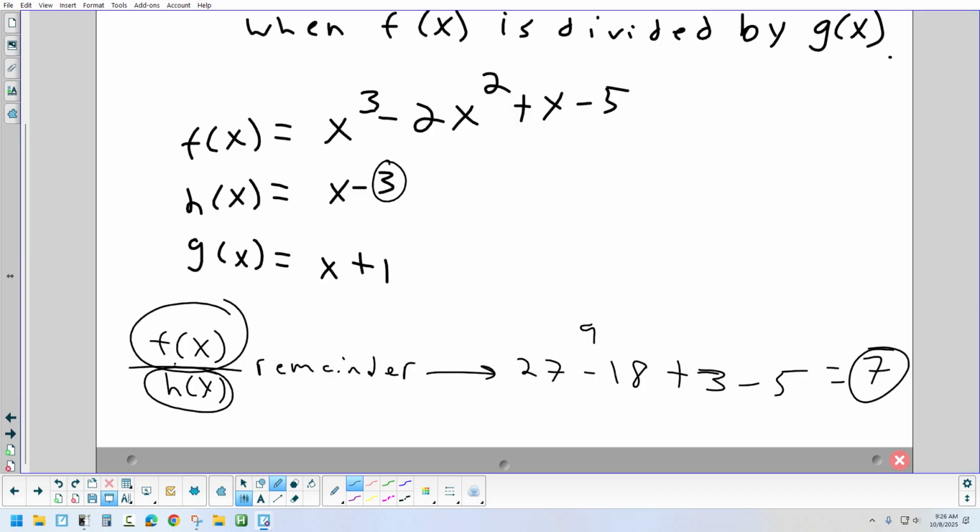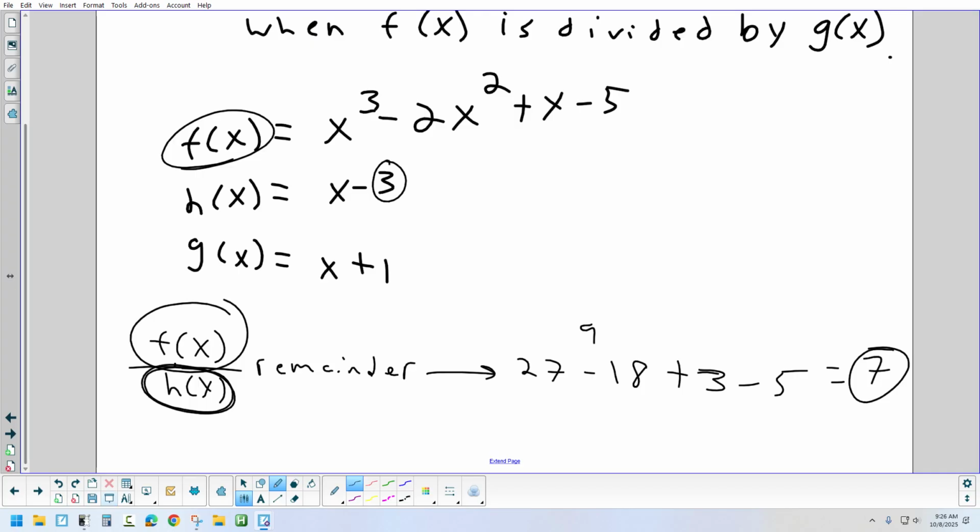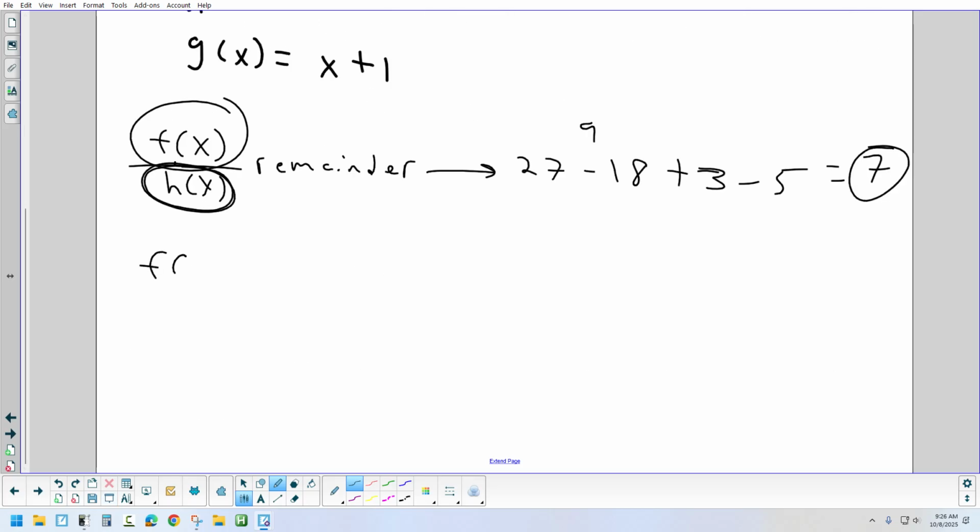Very quickly, that tells me something about h of x. What do we know about x minus 3? It's not a factor. If you were trying to factor f of x, you shouldn't be using x minus 3. It doesn't work. Okay, now let's do the second one. f of x divided by g of x.